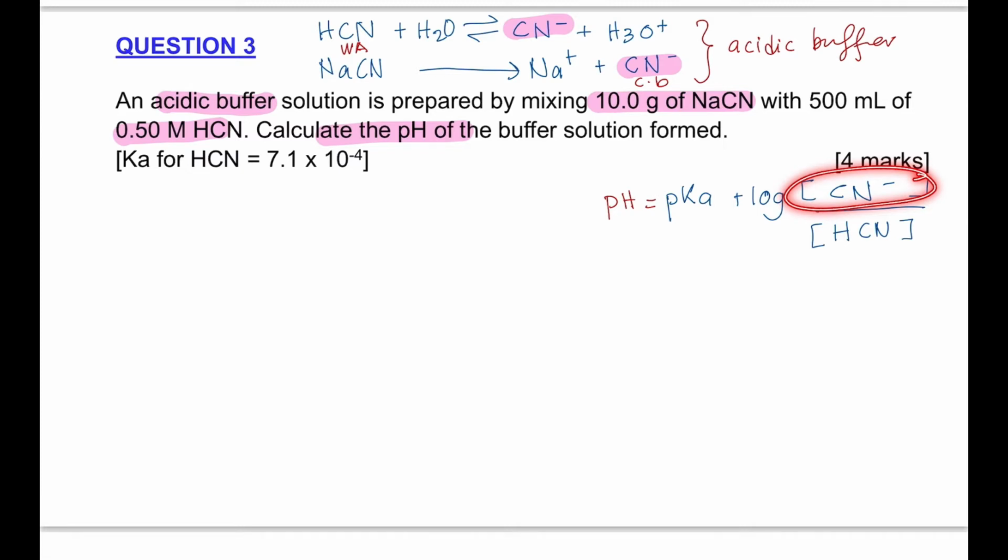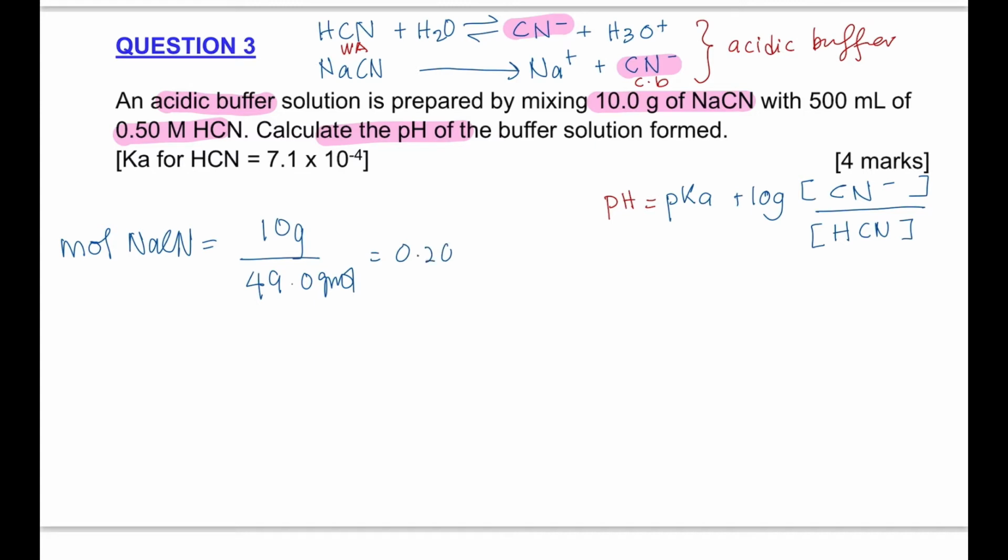Now let's find the concentration of this NaCN. Given the mass of the NaCN is 10 gram. So we can find the mole of NaCN, which is 10 gram divided by the molar mass of the NaCN, which is 49.0 gram per mole. Therefore, the mole of NaCN is 0.204 mole.